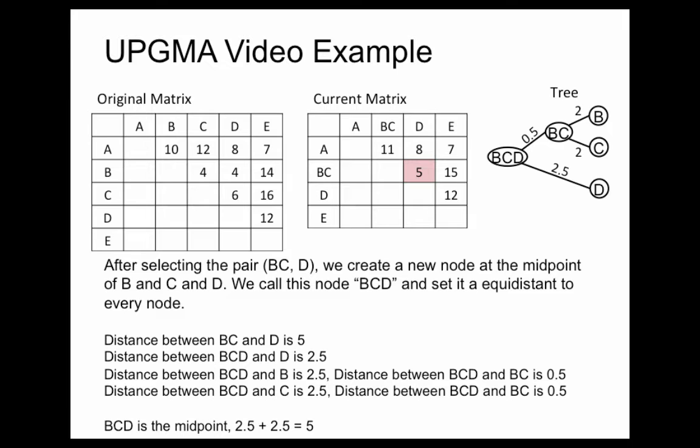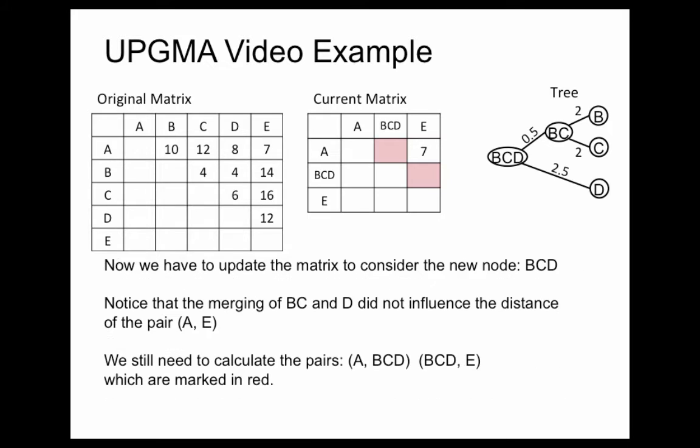Okay. So now we have 3 species represented by a most recent common ancestor. There's still 2 more species, A and E, left. So if we just keep going through the algorithm, the distance between A and E didn't change, so it's still 7. So we don't have to update that. But now we have to find the distance between A and B, C, and D, and then B, C, and D, and E, which are the last 2 pairs remaining. So those are marked in red.